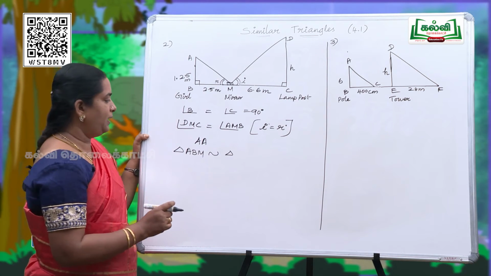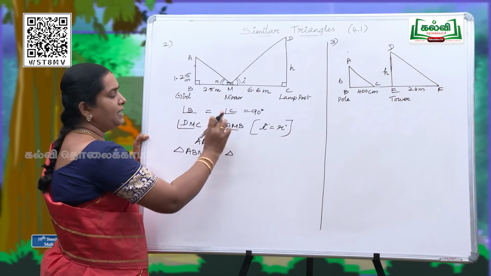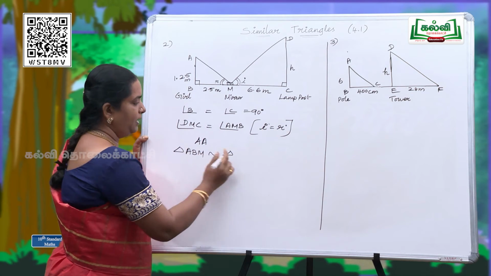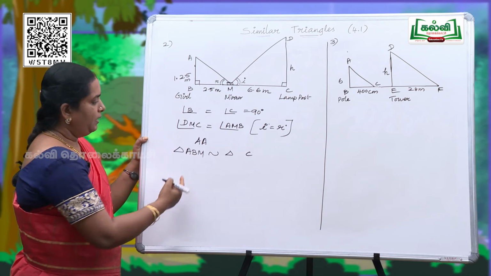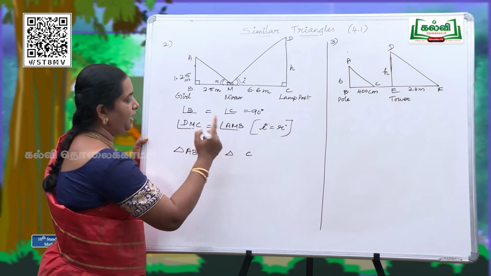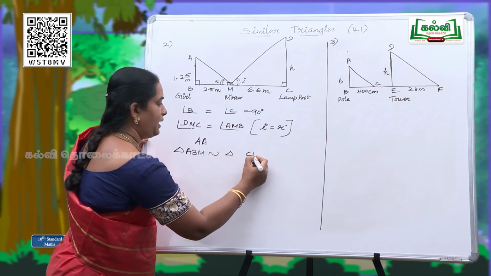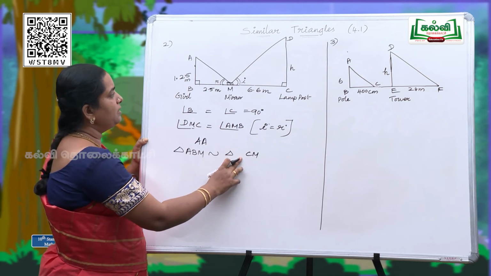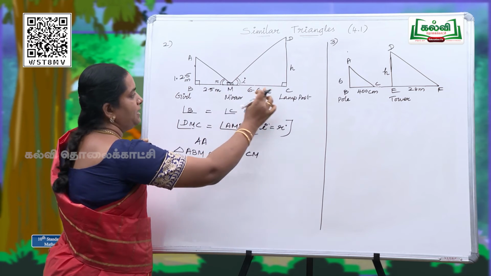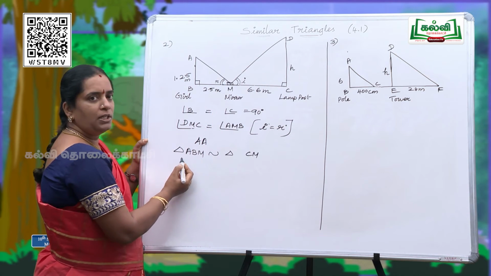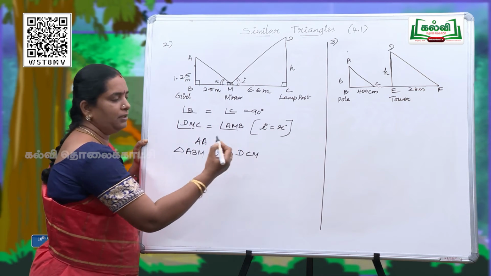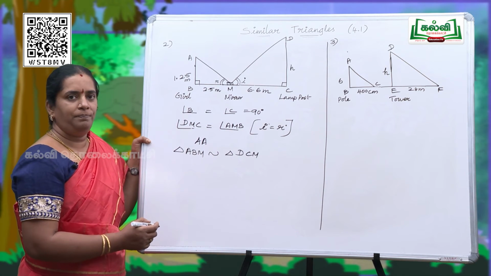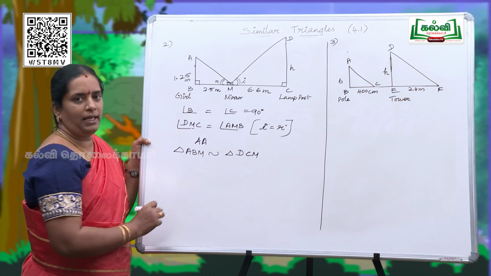We have to be careful here. We know that B and C are equal, so in the place of B, place C. So in the middle, we have to write C. And M and M are equal, so M should be kept in the place of M. The remaining one is D, so D is equal to A, you have to understand it. So you have to place it in the place of A. Okay, so we have completed naming.